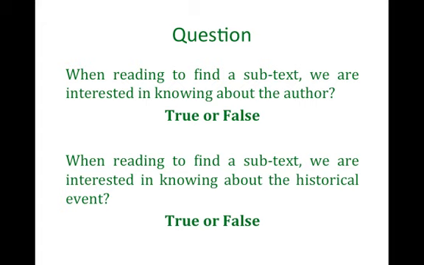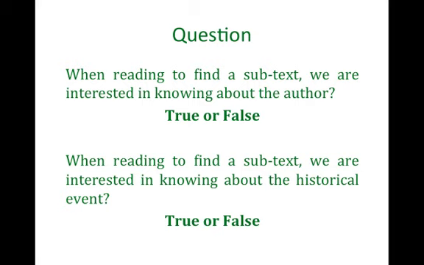So let's stop for a second here and ask two questions, and hopefully you get these right, and that will be a sign that you get the meaning of the subtext. So when reading to find a subtext, we are interested in knowing about the author, true or false. And the next question is, when reading to find a subtext, we are interested in knowing about the historical event, true or false.